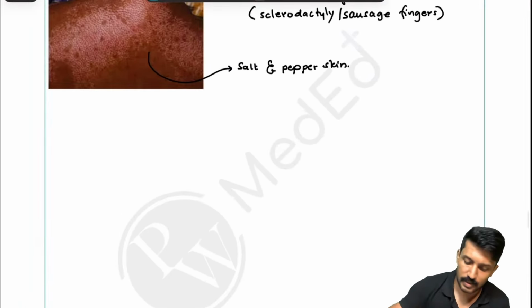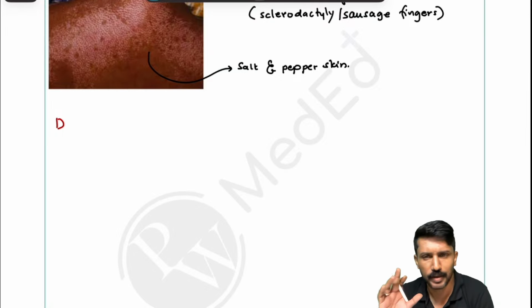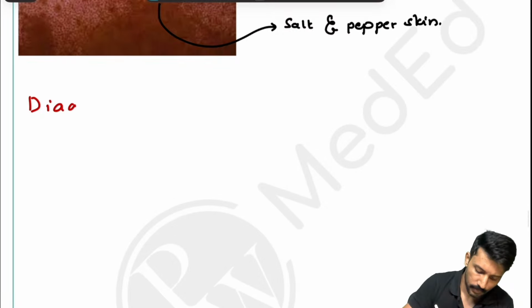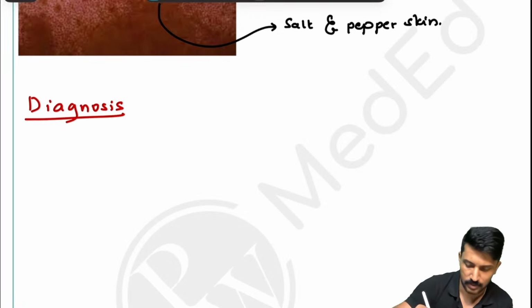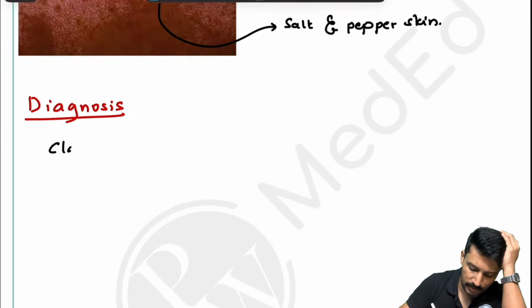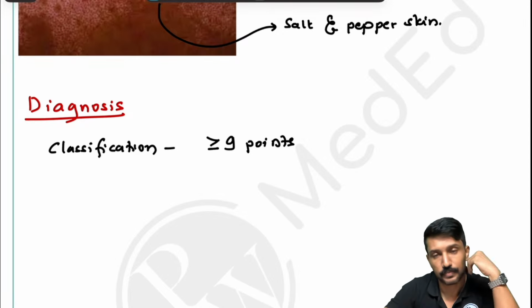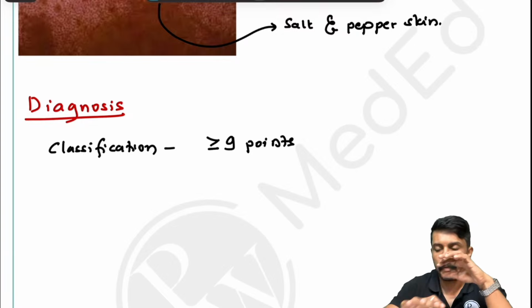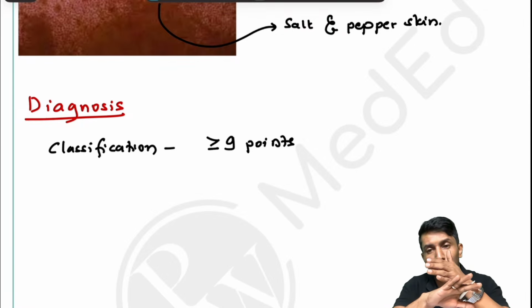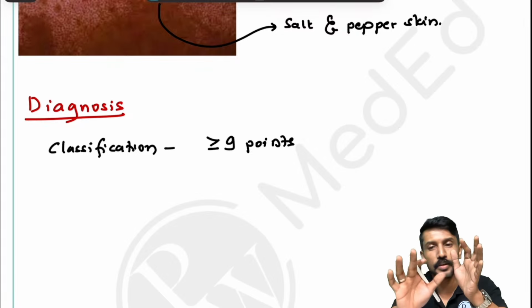Now I'm going to diagnose these cases. How will I diagnose? Diagnosis is clinical. Scleroderma also has a classification criteria. At this point of time, it's not required for you. The only thing I want you to remember for diagnosis, if I'm following the classification criteria from ACR or EULAR, I need more than or equal to 9 points to classify it as scleroderma. And remember here, if there is skin thickening extending proximal to the metacarpophalangeal joint, bilateral, that is sufficient to give you 9 points.